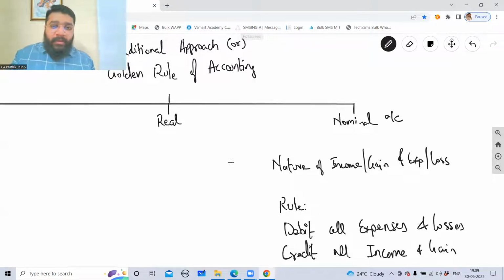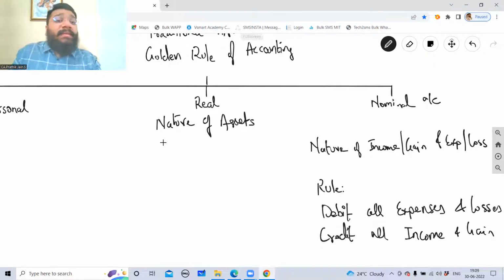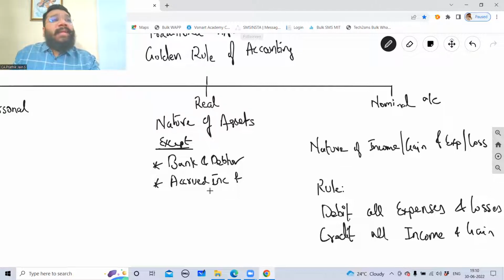The rule is very simple. Real account says that all those having the nature of assets, except bank and debtors, and except accrued income, and outstanding expenses. Outstanding expenses is a liability. Outstanding expenses, pending expenses, expense to be paid in future. Outstanding income is only accrued income. Accrued income is outstanding income.